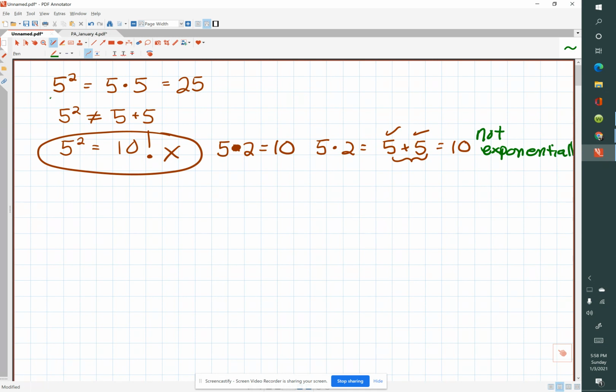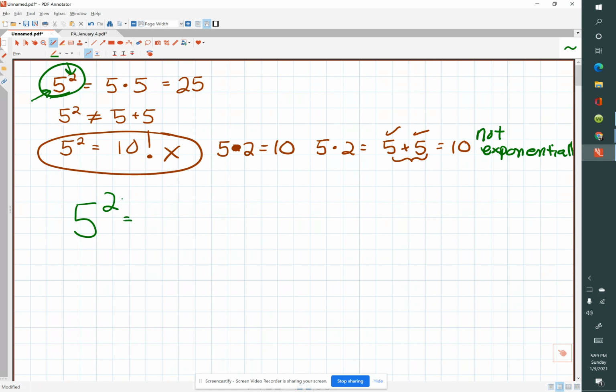An exponential relationship is what I just circled in green. We have the base, which is the 5, and the exponent, which is 2. And the exponent says, this is how many times I multiply the base by itself. So let's write that out. I have the base and the exponent.